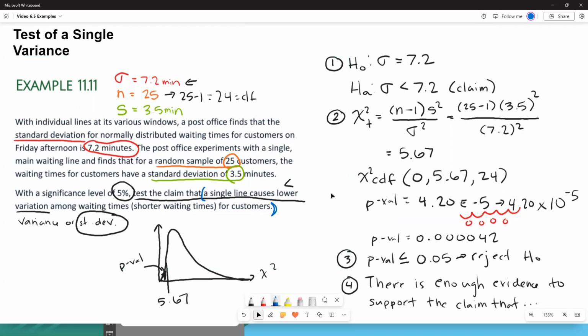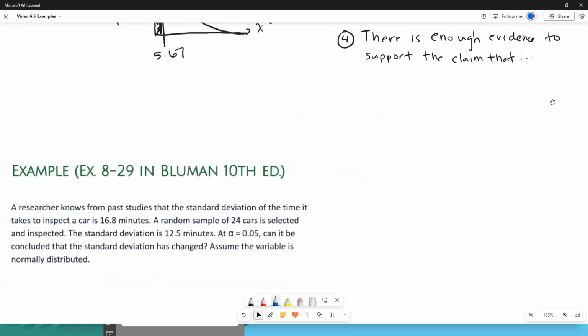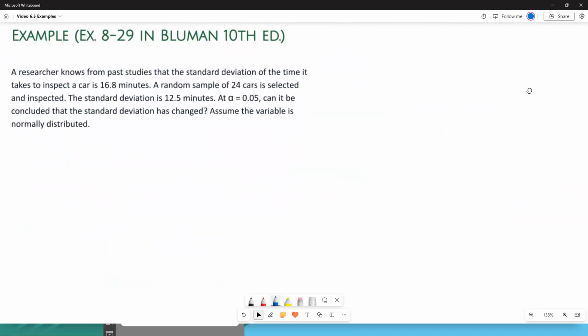Okay, let's go ahead and move on to our next example. This is an example out of another textbook, and it says a researcher knows from past studies that the standard deviation of the time it takes to inspect a car is 16.8 minutes. A random sample of 24 cars is selected and inspected. The standard deviation is 12.5 minutes. At alpha equals 0.05, can it be concluded that the standard deviation has changed?